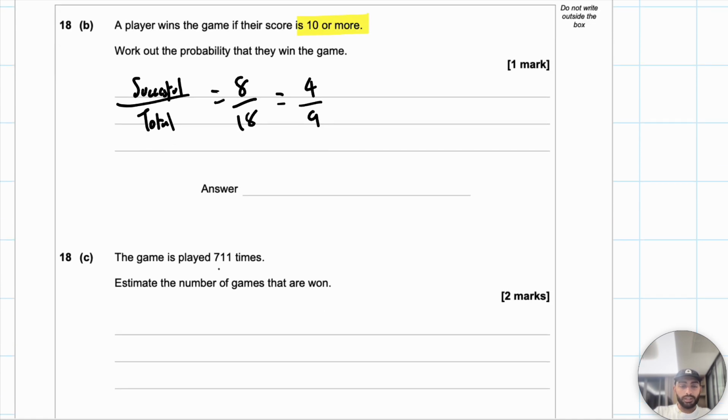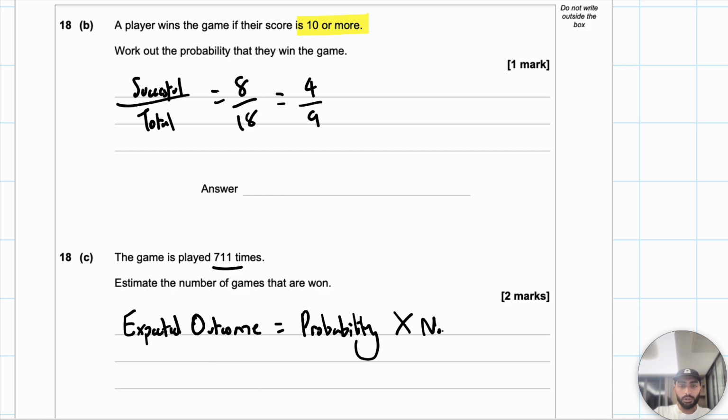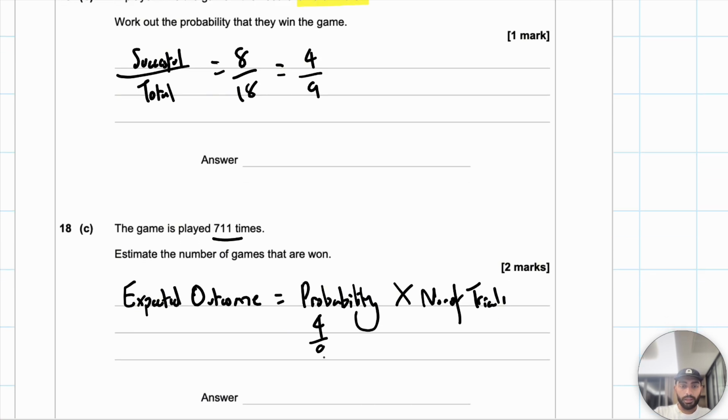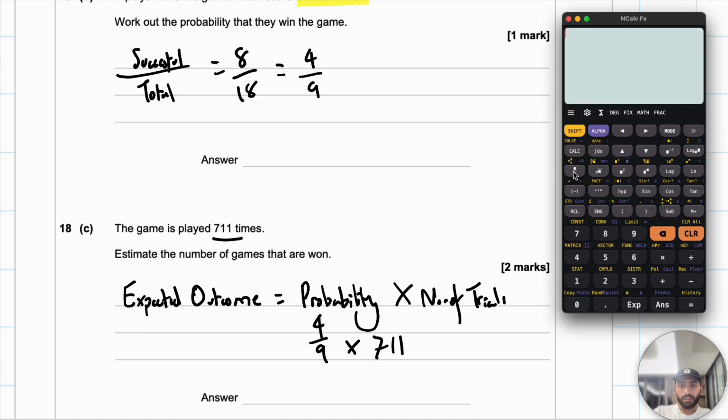The game is played 711 times. Estimate the number of games that are won. The formula we're using here is expected outcome is equal to probability multiplied by the number of trials. So here the probability of winning is 4/9 and the number of trials is 711. Multiply these two together and we get our answer. So 4 over 9 multiplied by 711 gives me 316.